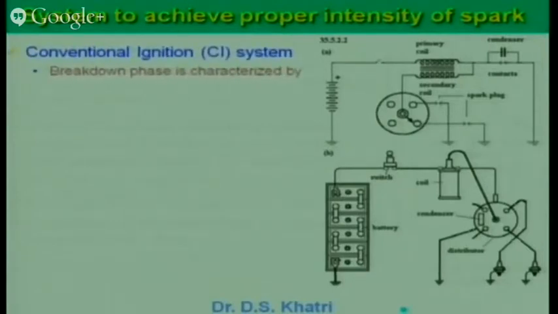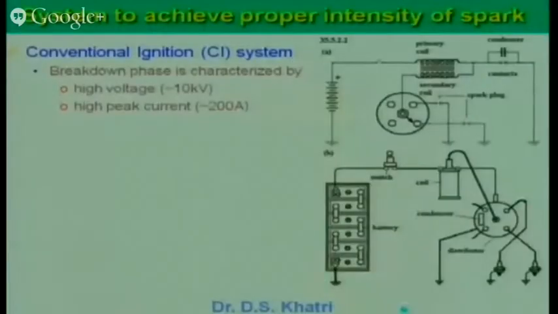Just to give the background, now I have shown you this is called DLI system. DLI means this is a distributorless ignition system. Earlier we have a distributor. You see, suppose there is a 4-cylinder engine. So this is the distributor.